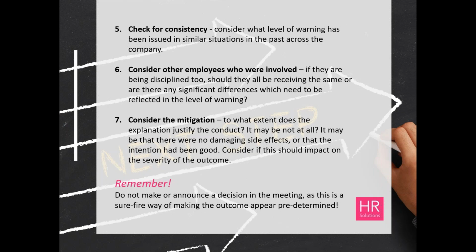And remember, whatever you do, please do not announce an outcome in the meeting. That is a surefire way of providing evidence to the employee that the whole thing was predetermined. Even if you think you've sat and listened to it all, that is just not going to do. You've scuppered yourself. You need to adjourn the meeting and consider what has been said, and it may well be that you give the outcome a few days later, but far rather you do that than sit there at the end of the meeting and say, right, this is what we're going to do.